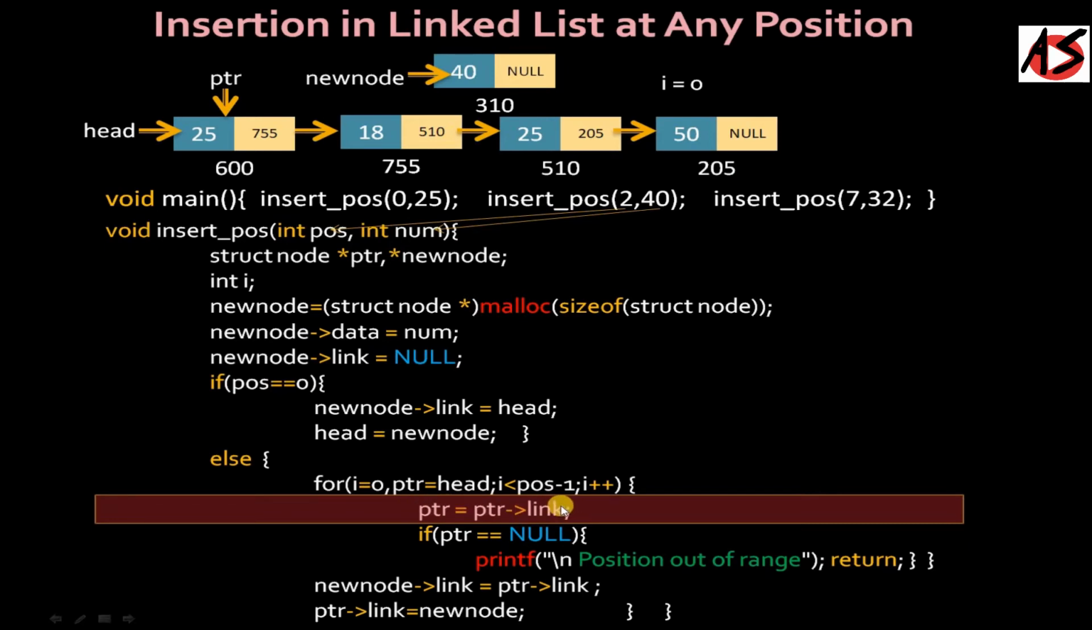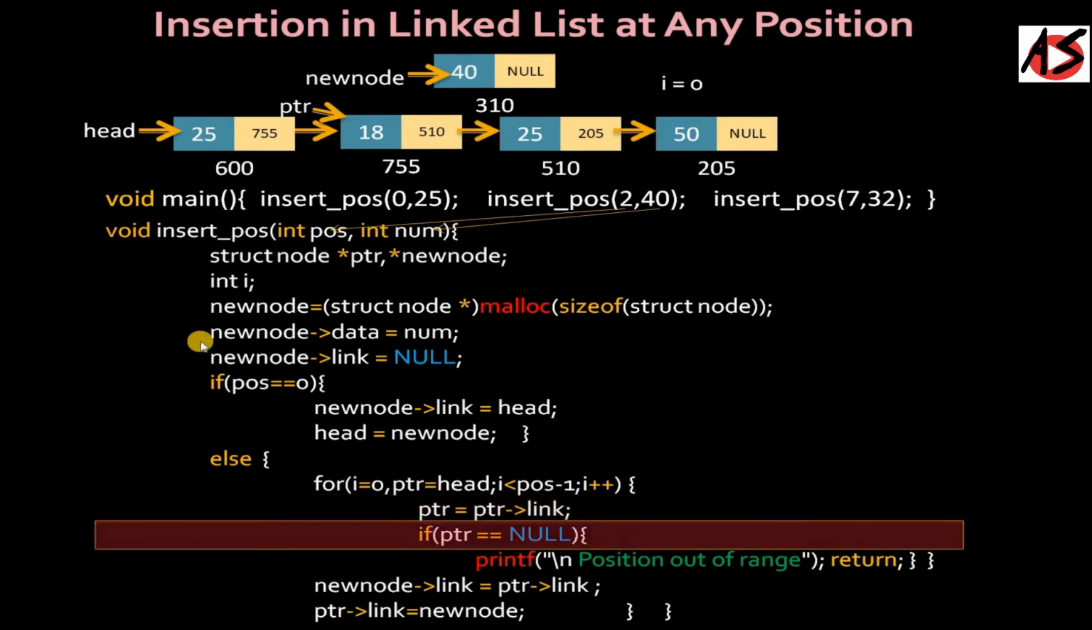So we are going inside the for loop and here you can see pointer is equal to pointer link part. So we are shifting the pointer to its link part. The pointer link is 755, so our pointer will be shifted to 755. You can see here, the old link is gone and now the pointer is pointing to the next node, that is 755.